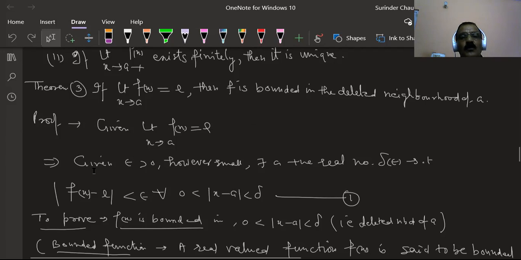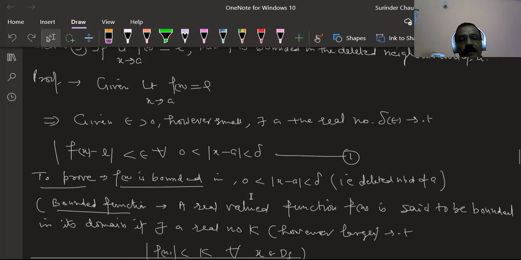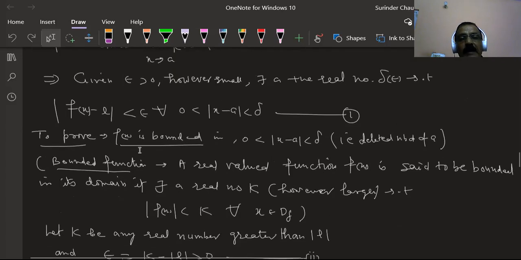This means we are given epsilon greater than 0, however small, there exists a positive delta dependent on epsilon such that modulus of f(x) minus L is less than epsilon for all x with 0 less than modulus of x minus a less than delta. Now, what do we have to prove? You have to prove that f(x) is bounded in this deleted neighborhood of a.